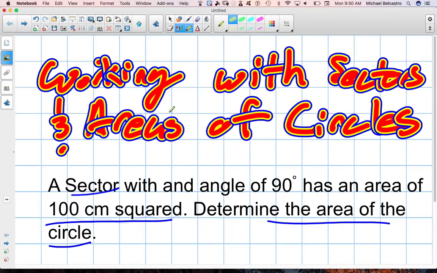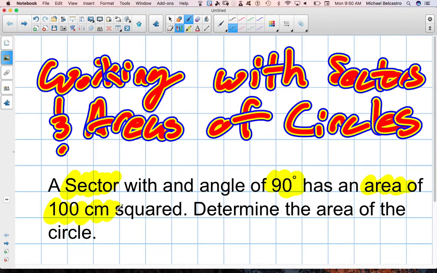So what is our important information? Well, we're referring to a sector, so a sector with an angle of 90 degrees. So a sector has a 90-degree angle, has an area of 100 centimeters squared. Okay. Determine the area of the overarching circle.